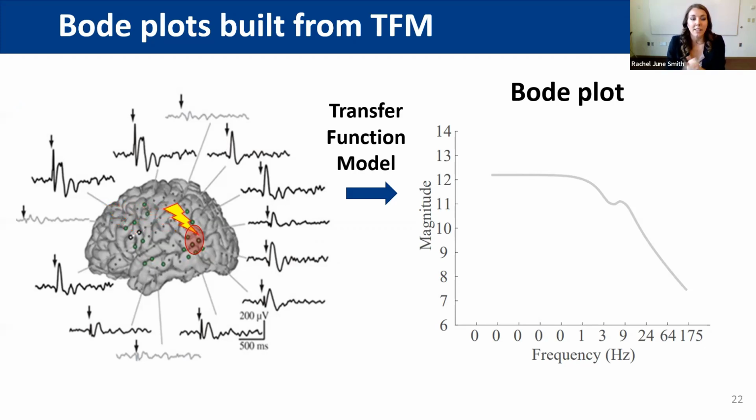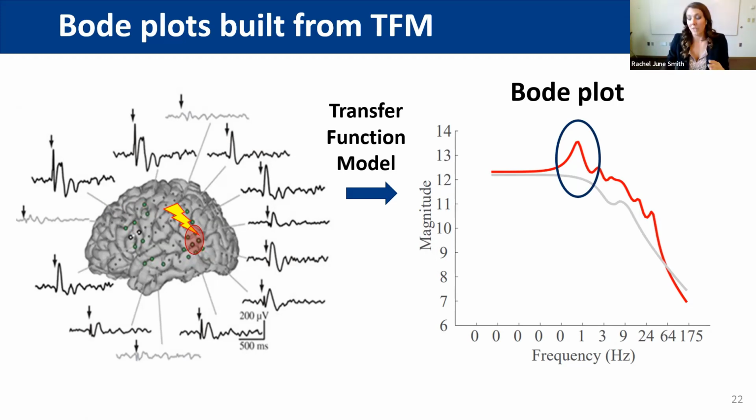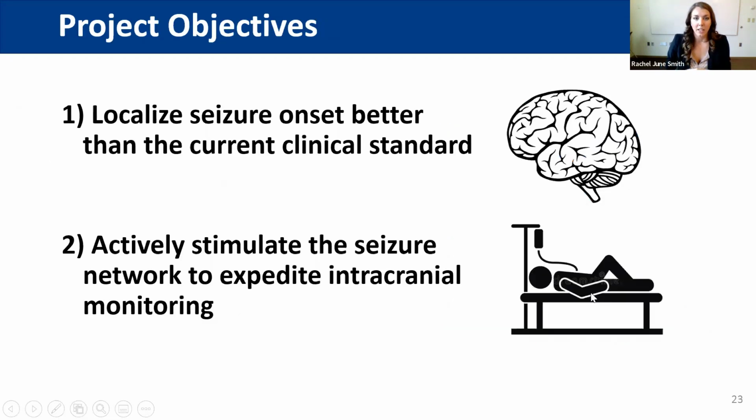And then we hypothesize that if we're stimulating in what over here is our seizure onset region, we'll get a new Bode plot, a different one. And we can look for these peaks in the Bode plot. That's what we're going to assume is this resonance in the system, where there's an increased magnitude in response to a specific frequency, right?